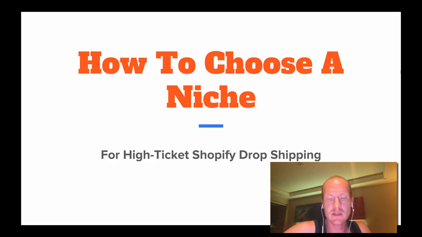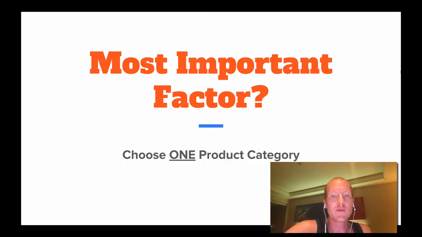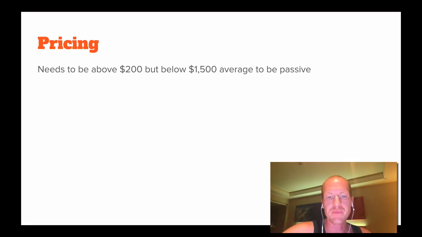The first thing is that you want to focus on the most important factor, of course, which is to choose one product category. If some of that data didn't add up, like you couldn't find enough suppliers, you can niche up to multiple product categories, but you definitely should try to just start with one product category, especially with your branding. It's easier to get suppliers in that one product category so you can launch and then grow out from there. Now, as far as the pricing goes, just make sure it's between $200 but below $1,500 on average, just so it's more passive.